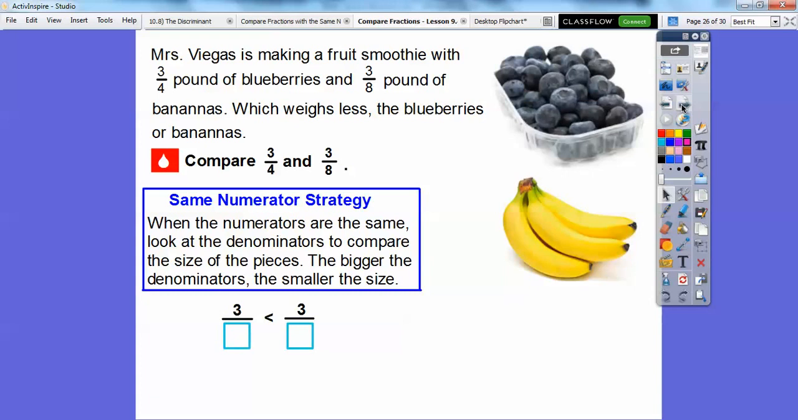The bigger the denominator, the smaller the size of the pieces. Remember that 1/6 and the 1/4 with the pizzas? Okay, so whoever has the bigger denominator is going to be smaller right here. So this is the bigger denominator, so definitely 3/8 is going to be less than 3/4. Okay, so let's answer the question. Which weighs less, you guys? Well, the bananas are going to weigh less because they were the ones that have 3/8 of a pound.